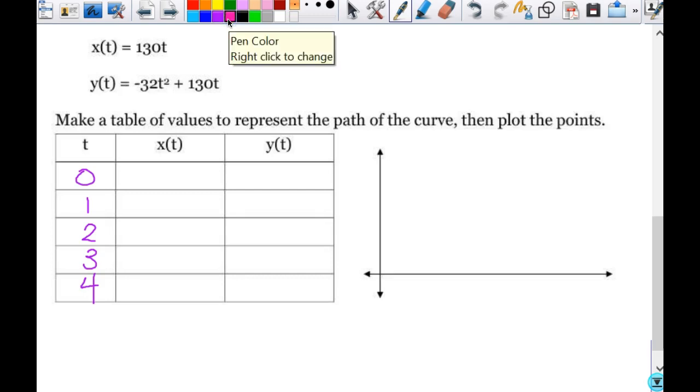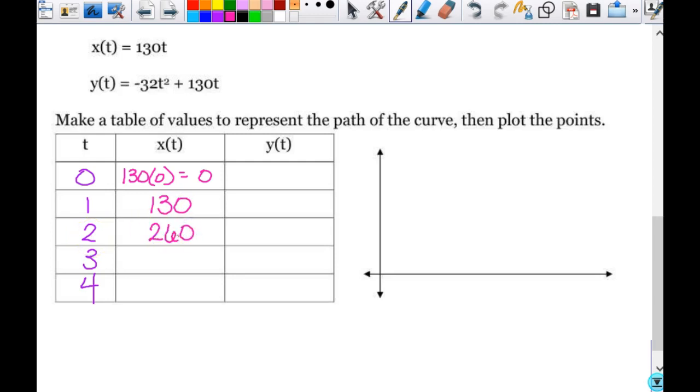For x of t, this is going to give me 130 times 0, which gives me what? 0. Then when I substitute in the 1, I get 130. When I substitute in the 2, I get 260. 3, I get, what? 390. 4, I get 520, right? That's a good way to think about it.